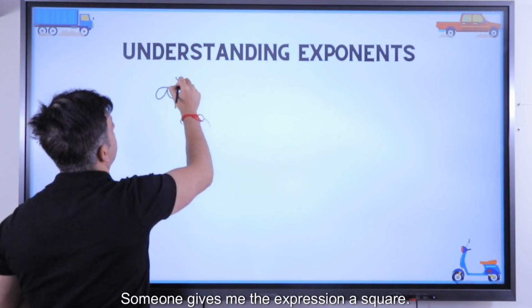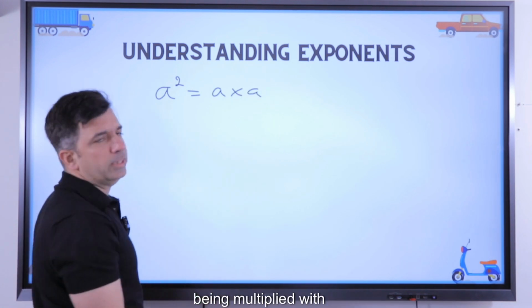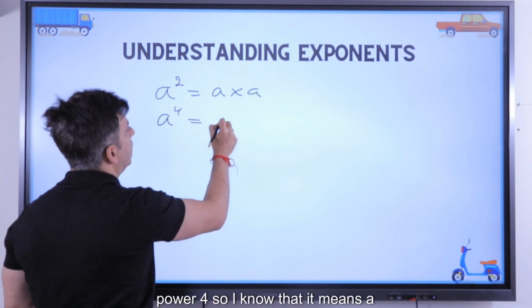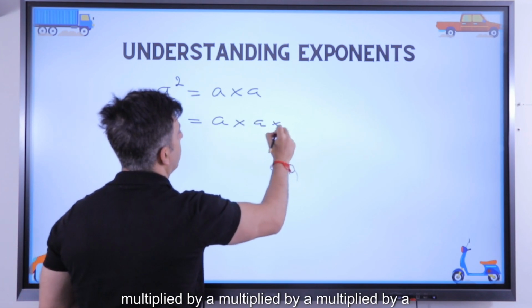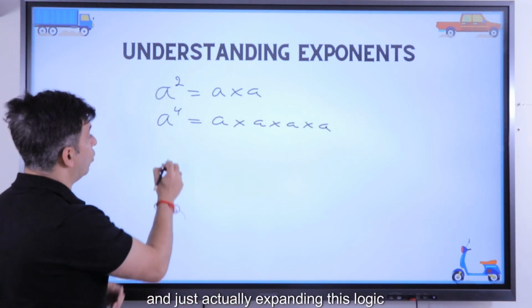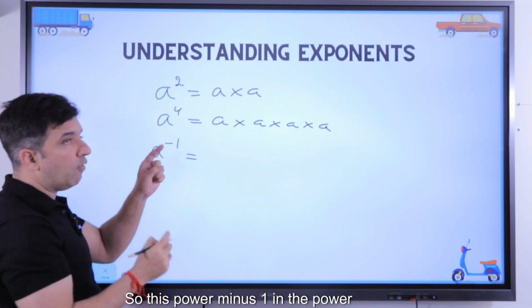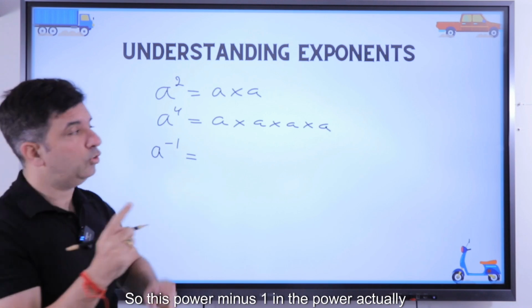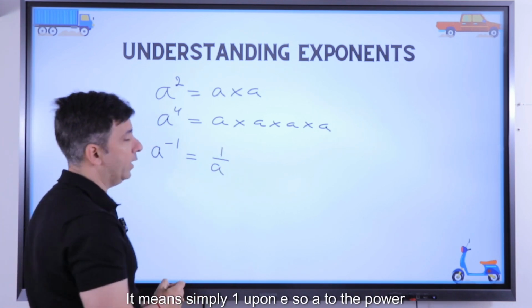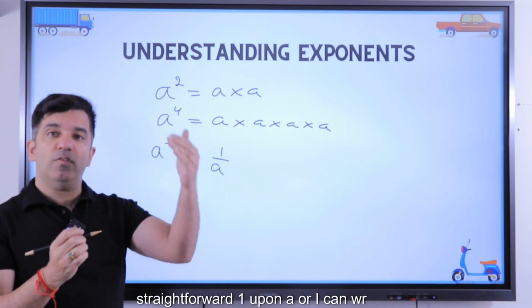Someone gives me the expression a square. So I know that a square actually means a being multiplied with a. Or let's say someone gives me a to the power 4. So I know that it means a multiplied by a multiplied by a multiplied by a. And expanding this logic further, if someone gives me a to the power minus 1, this power minus 1 simply means 1 upon a. So a to the power minus 1 is actually 1 upon a.